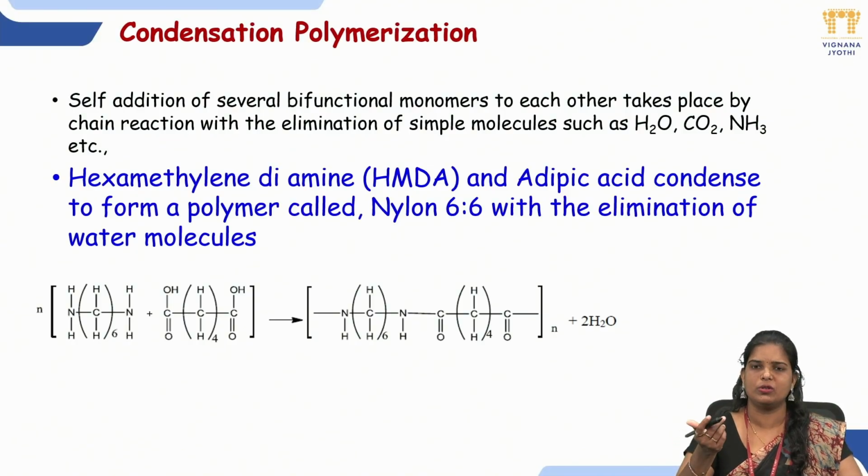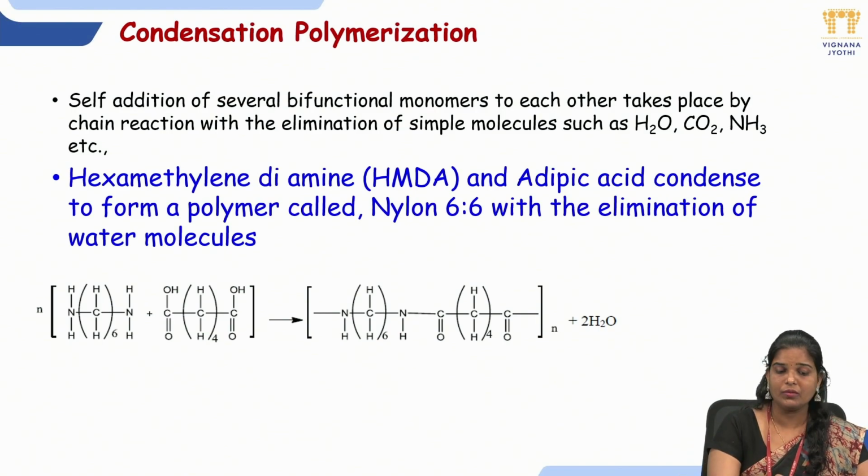These small molecules may include water, carbon dioxide, ammonia, or any other simple molecules, depending on the type of reactants involved. This elimination of small molecules is a characteristic feature of condensation polymerization. Okay, this is condensation polymerization.